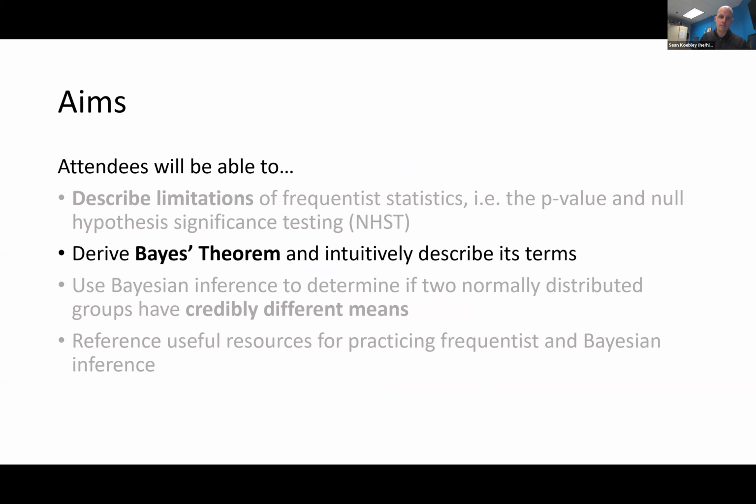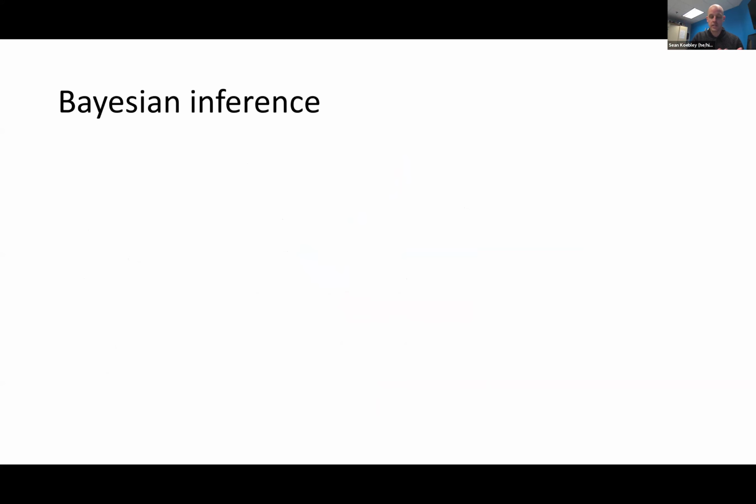Moving on to our next aim. We're going to derive now Bayes' theorem and intuitively describe its terms. So we're going to get started with what Bayesian statistics is and how we can use it.